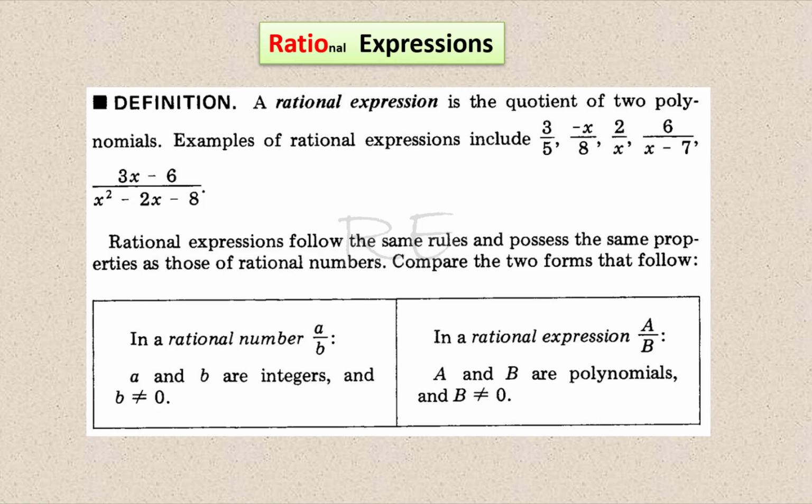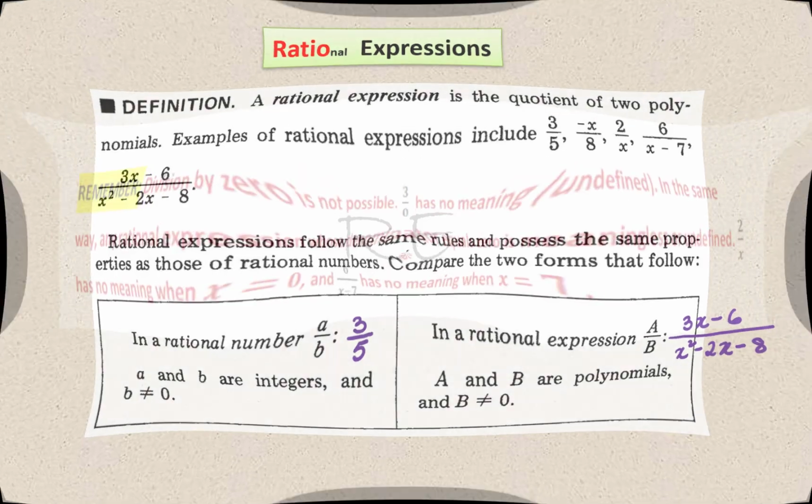We have learned that a rational number is the quotient of two integers. Similarly, a rational expression is a quotient of two polynomials. The fraction 3 over 5 is a rational number, and the fraction 3x minus 6 over x squared minus 2x minus 8 is a rational expression.